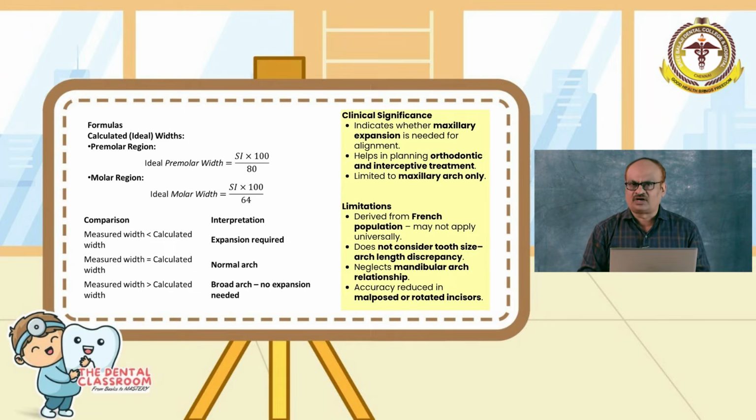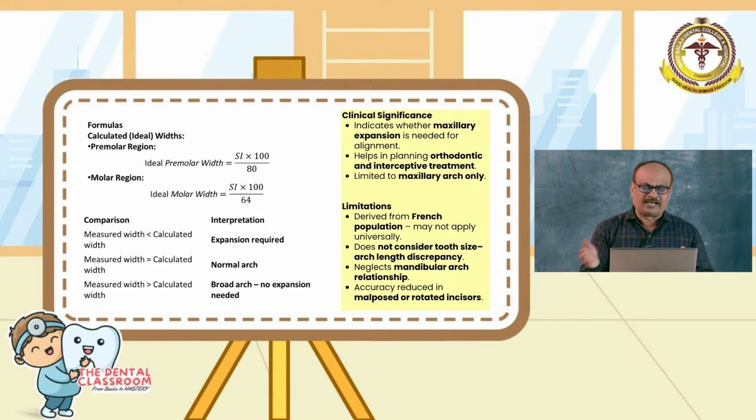The ideal premolar width should be the sum of incisors into 100 by 80. Like that, for molar ideal width he has given the same formula, except that the denominator is 64. So now you have a set of measured values, and now you have what are called calculated values.